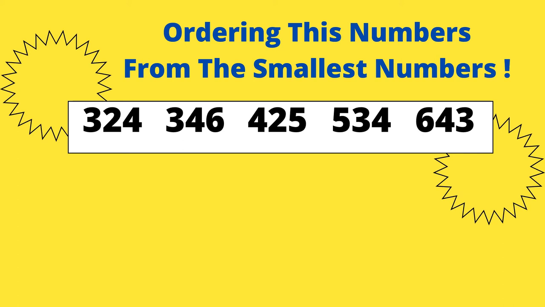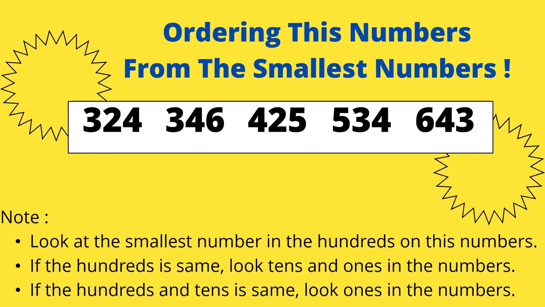Ordering these numbers from the smallest number. Selanjutnya kita bahas mengurutkan bilangan dari yang terkecil. The notes: look at the smallest number in the hundreds on these numbers. If the hundreds is same, look at tens and ones in the numbers. If the hundreds and tens are same, look at ones in the numbers. Jadi pertama-tama, lihatlah ratusannya pada sebuah angka atau bilangan. Jika sama, lihatlah puluhannya. Nah, jika ratusan dan puluhannya sama, maka lihatlah satuannya. Urutkan dari bilangan paling kecil ya.